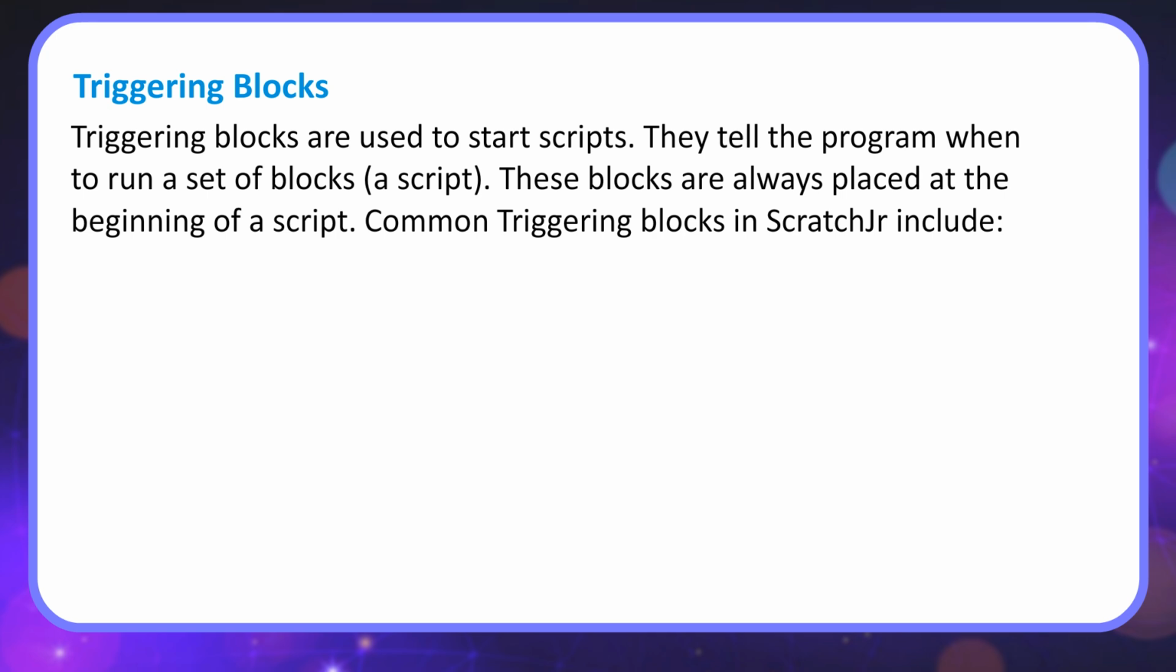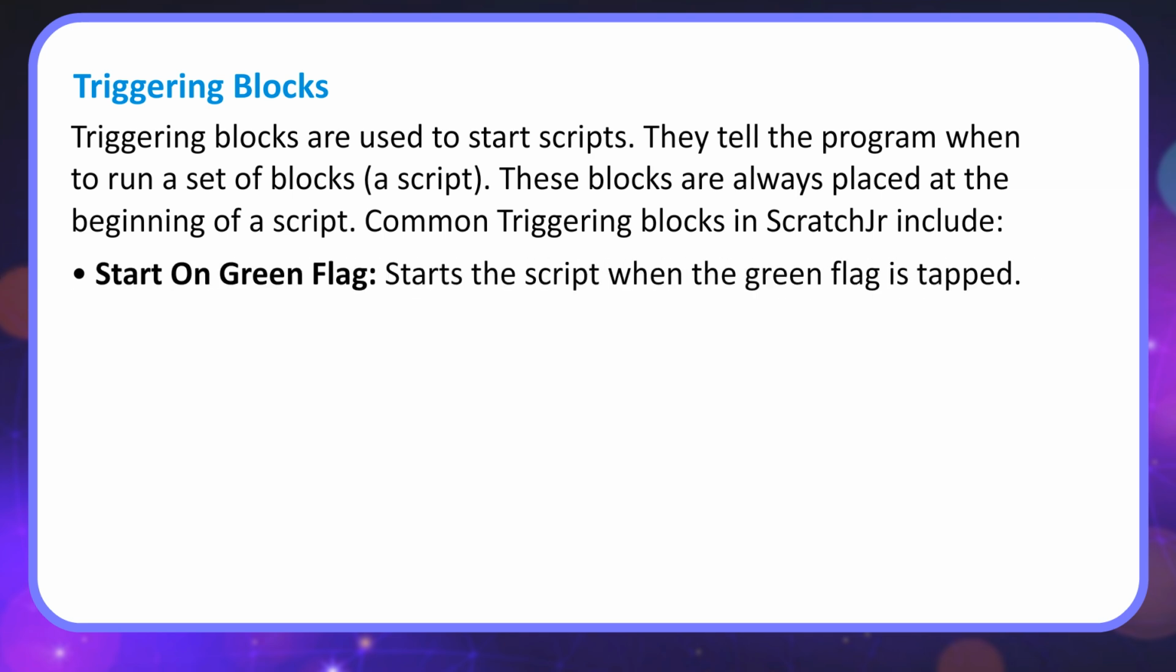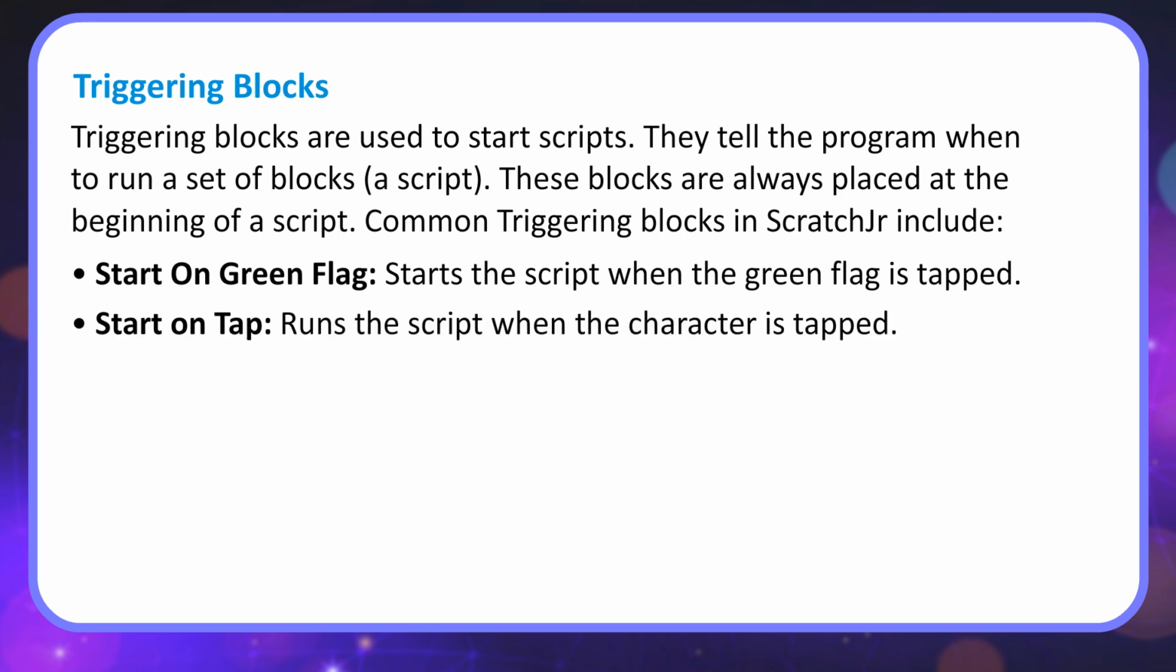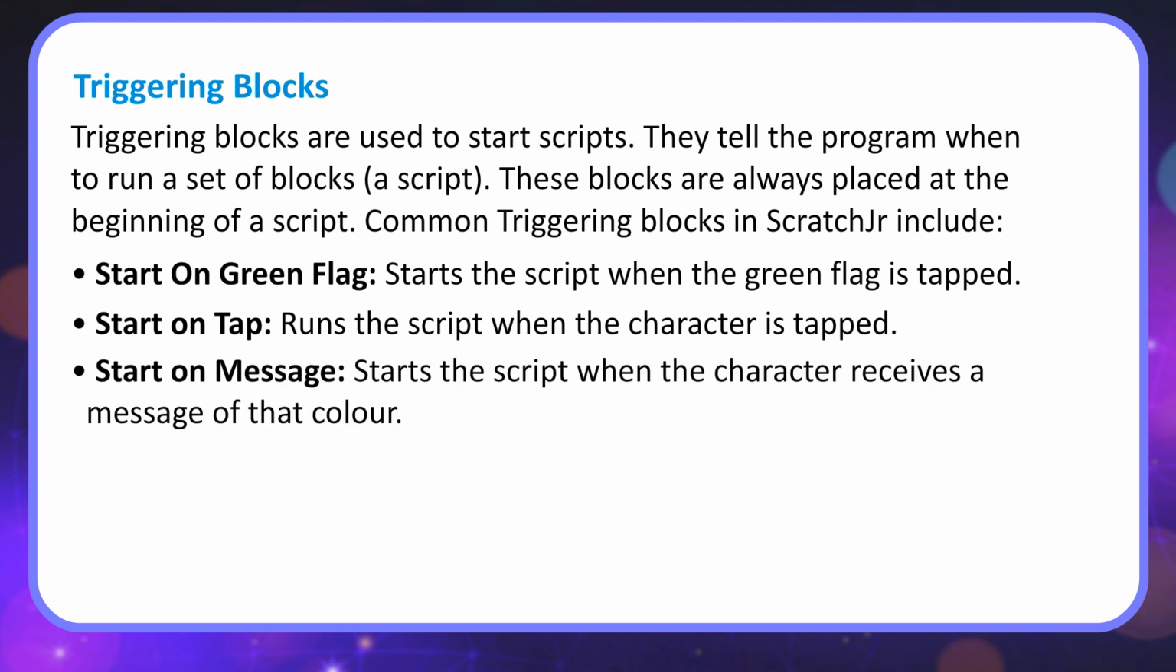Common triggering blocks in Scratch.jr include: start on green flag, which starts the script when the green flag is tapped. Start on tap runs the script when the character is tapped. Start on message starts the script when the character receives a message of that color.